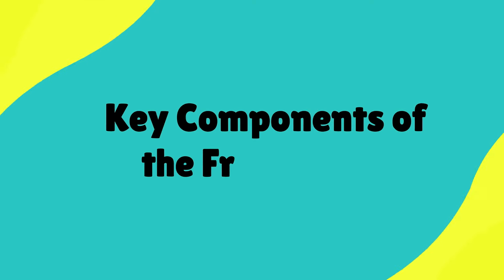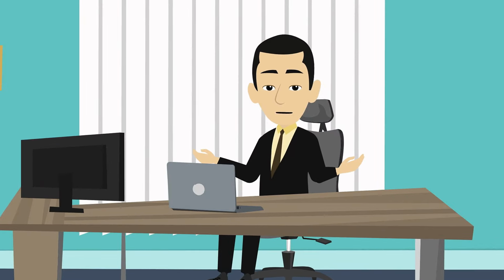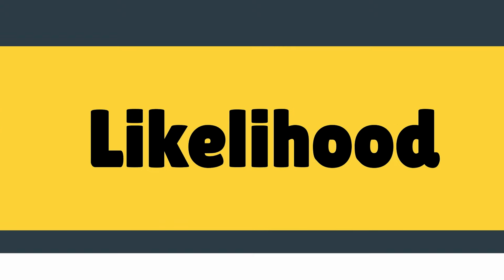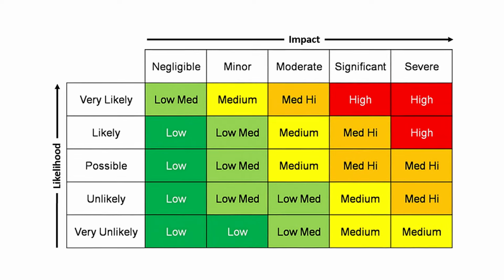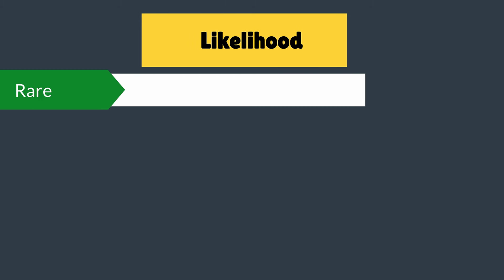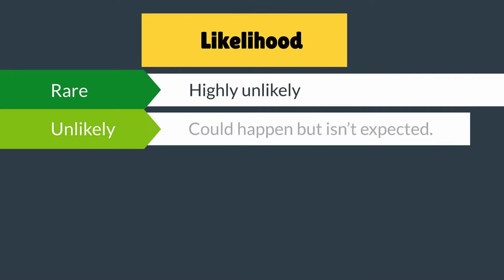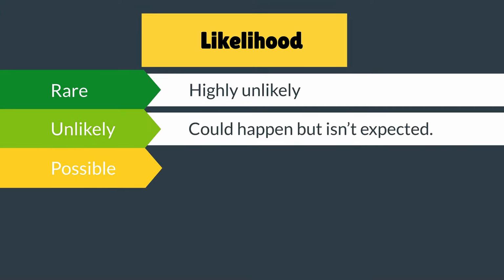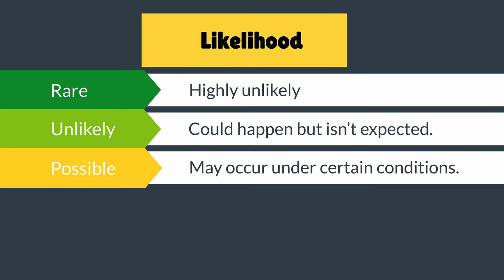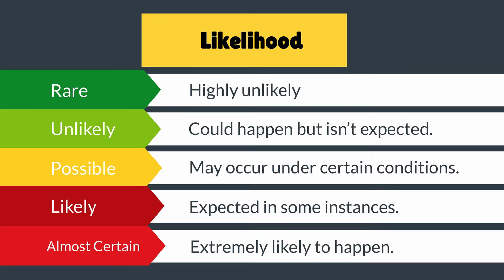Key components of the framework. To get the most out of the risk matrix framework, it's important to understand its key components. Likelihood. This measures how probable it is for a risk to occur. Common levels include rare, highly unlikely; unlikely, could happen but isn't expected; possible, may occur under certain conditions; likely, expected in some instances; almost certain, extremely likely to happen.